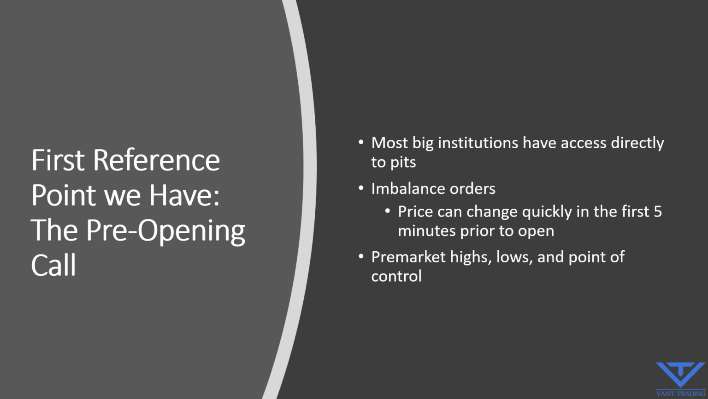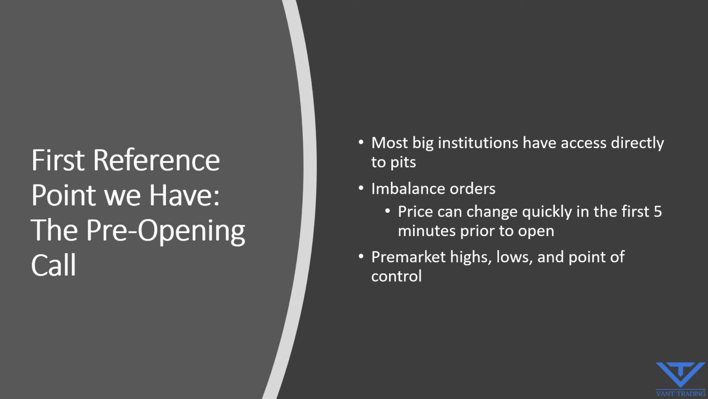Another reference point is right before the market opens, and Nick talked about this with imbalance orders. What happens is you get these orders that come in that tilt the market. So you may have a lot of heavy buy interest coming in from big institutions that the market makers need to work off, right? Or it may be heavy sell orders.